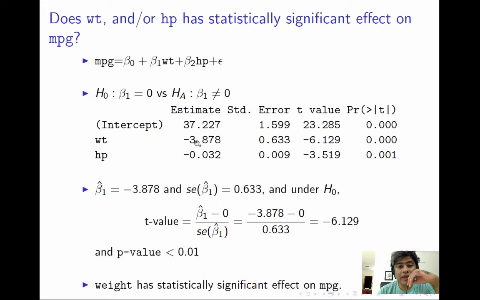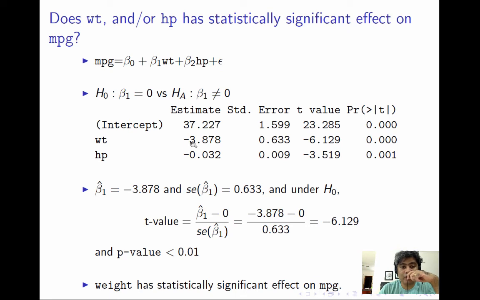Now the weight estimate is negative 3.878, the standard error is 0.633, and the t-value is negative 6.129. If you take the negative 3.878 and divide it by the standard error of beta 1 hat, 0.633, under the null hypothesis you get negative 6.129. The p-value is still smaller than 0.01, so weight still has a statistically significant effect on miles per gallon. But interestingly, you notice that the estimate has changed significantly.